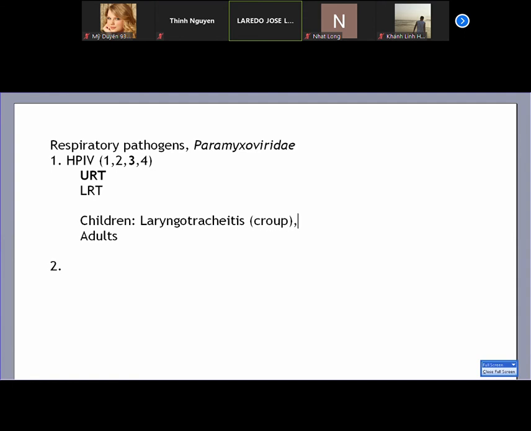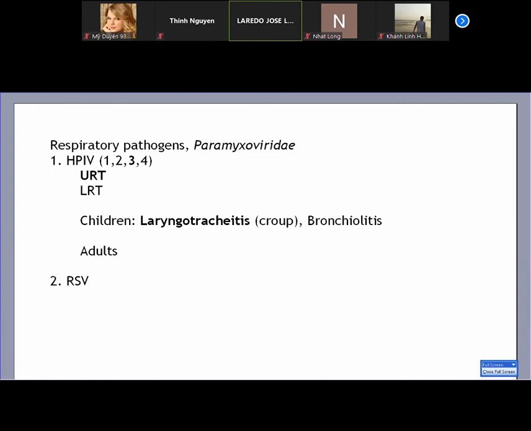In children, parainfluenza viruses also cause bronchiolitis. But the most common cause of bronchiolitis in children is not parainfluenza viruses, is respiratory syncytial virus, okay? So, human parainfluenza viruses, laryngotracheitis and bronchiolitis. The most common, laryngotracheitis.